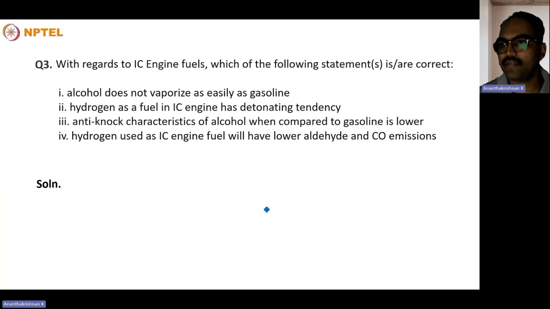With regards to IC engines, which of the following statements is or are correct? Alcohol does not vaporize as easily as gasoline. Hydrogen as a fuel in IC engines has detonating tendency. Antiknock characteristics of alcohol when compared to gasoline is lower. Hydrogen used as IC engine fuel will have lower aldehyde and carbon monoxide emission. So which out of the following is the right option?